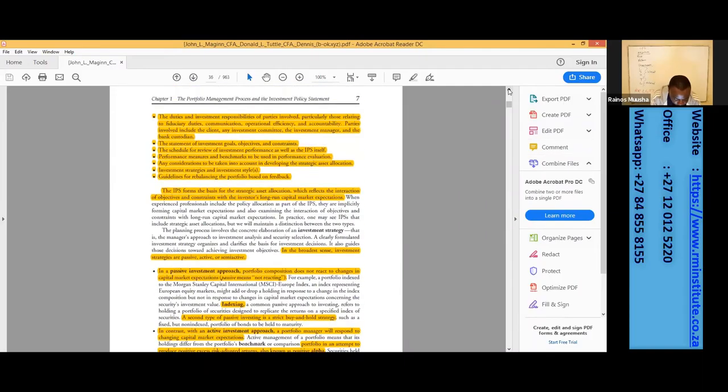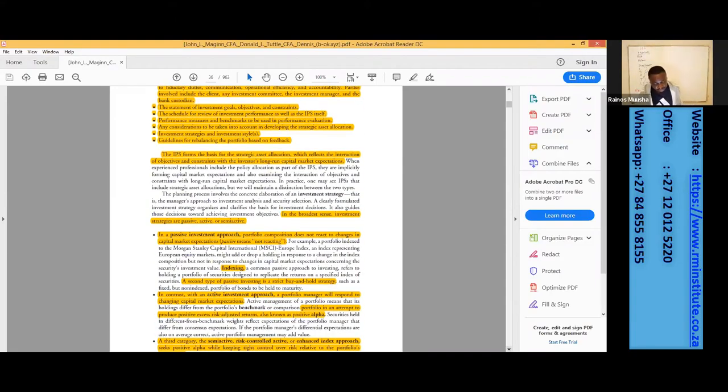When it comes to this, after this, they say the investment policy statement forms the basis for the strategic asset allocation, which reflects the interaction of objectives and constraints with the investor's long-run capital market expectations. Then on the last sentence of that paragraph, they say, in the broadest sense, investment strategies are passive, active, or semi-active. Which means that the investment strategies that are going to be pursued by the portfolio manager can be classified as either passive, active, or semi-active. So semi-active is more like a hybrid between passive and active investment management as well.